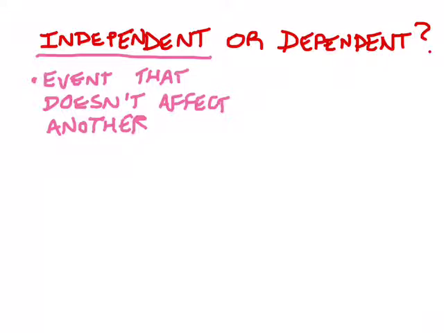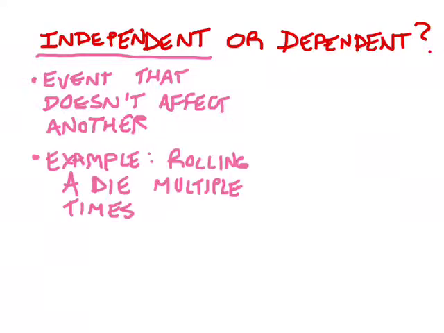An example of this might be rolling a die. If I roll a die multiple times, the number I get on the first roll has no effect whatsoever on what I end up getting on the second roll. Getting a 6 on the first roll doesn't mean that I have any different probabilities of getting a 6 or anything else on the second roll. So those are independent events.